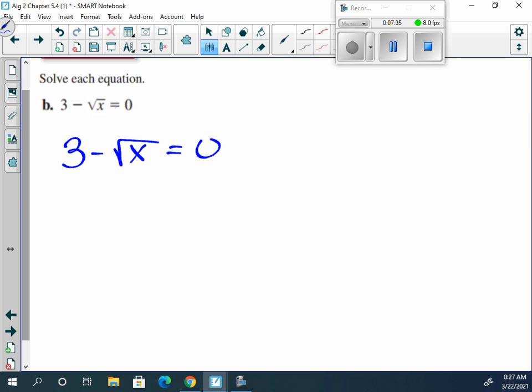3 minus the square root of x equals 0. Now again, we could try plugging numbers in to see what works, or let's just go on and solve it. So our first main step in solving this is getting the radical by itself. So what can we do first? We can minus 3 from both sides, yes.